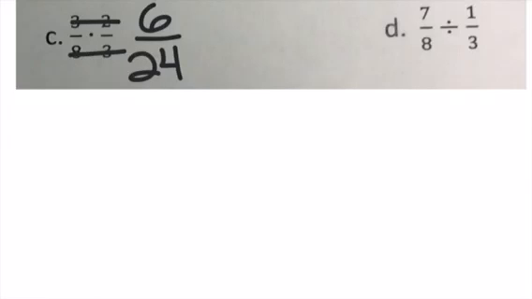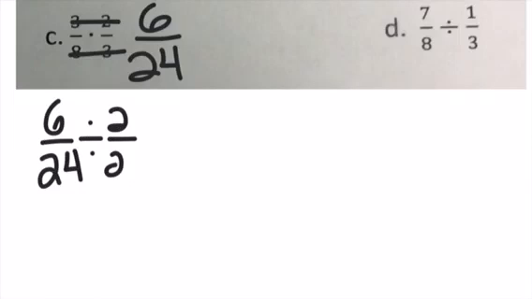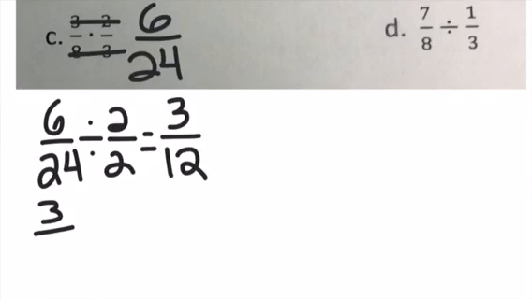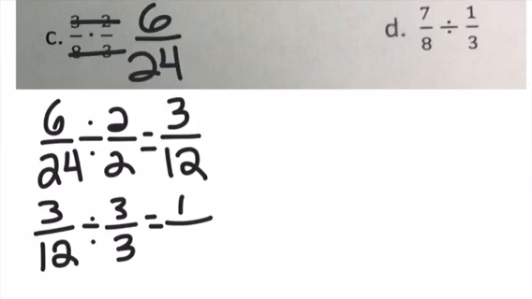So what number can I divide 6 and 24 by? Well, if you're not sure, they're both even numbers, so start with 2. 6 divided by 2 is 3, and 24 divided by 2 is 12. But because we didn't use the highest number that goes into 6 and 24, I have to reduce again. So 3/12 can be reduced because 3 goes into both 12 and 3. So 3 divided by 3 is 1, and 12 divided by 3 is 4. 1/4 is my final answer.